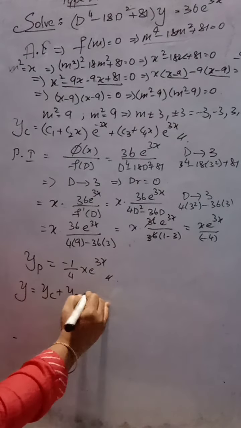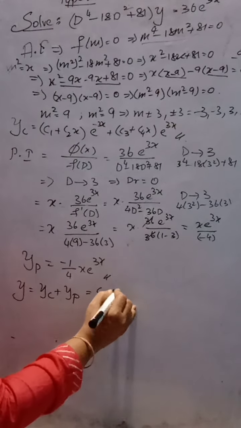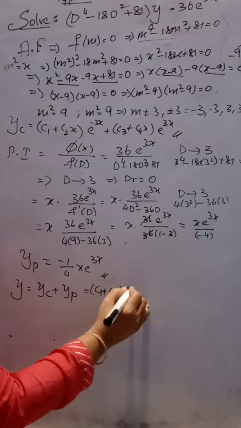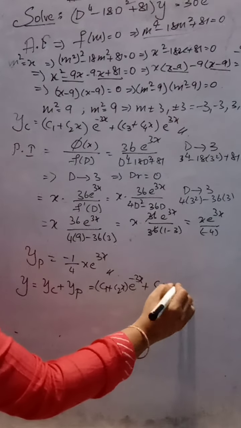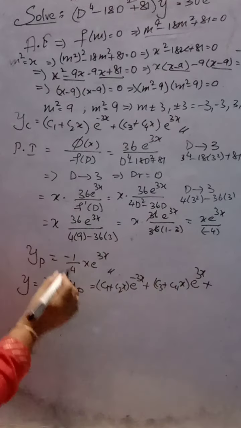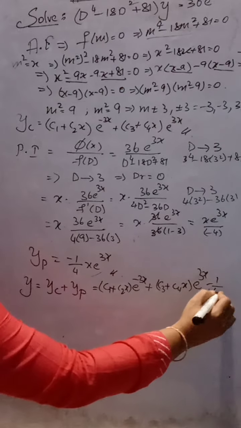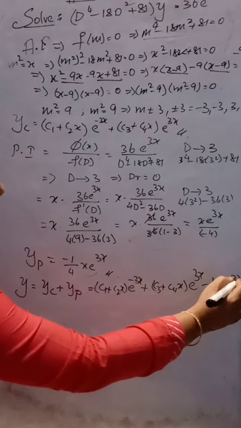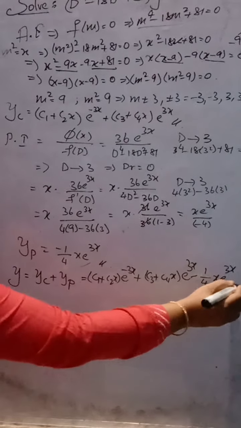So substituting both into the final solution, we get (c1 plus c2x) the whole into e to the power minus 3x, plus (c3 plus c4x) into e to the power plus 3x, plus again this one should come, but there is a negative sign here. So minus 1 by 4 x into e power 3x. Understood guys? So this is how you are going to solve it.